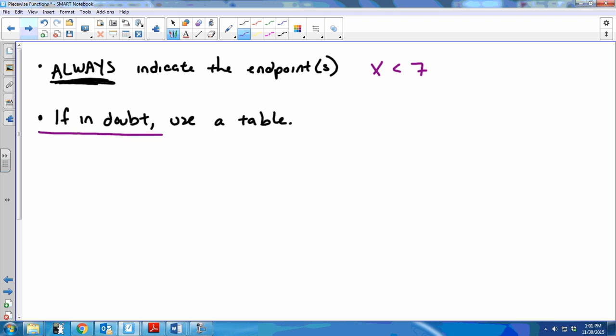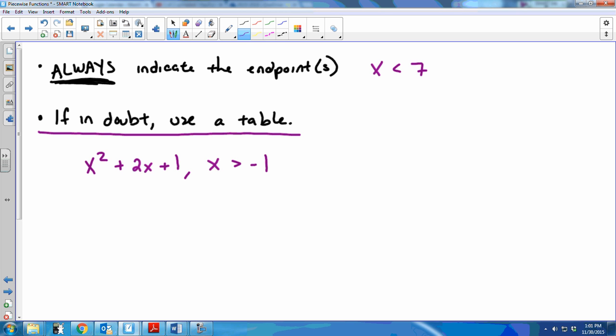Also, if you're in doubt of how to graph something, use a table. So if you weren't sure how to do that absolute value function, just make a table. It's not a big deal. On some of the homework questions, you have something like x squared plus 2x plus 1, and it says for x greater than negative 1. Okay? Well then, use a table.